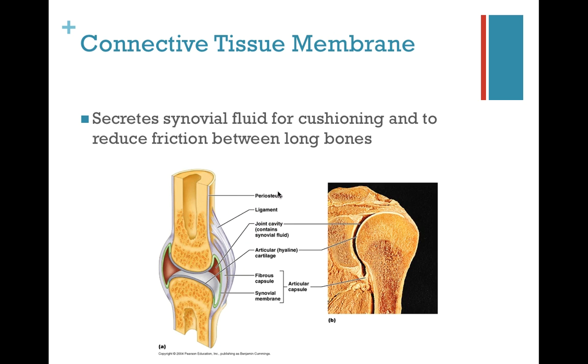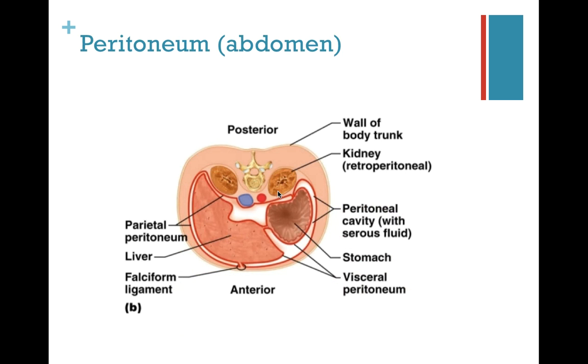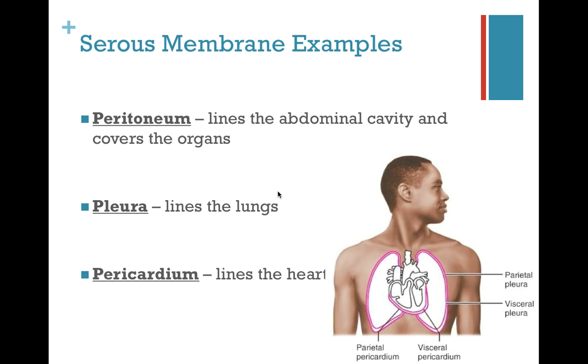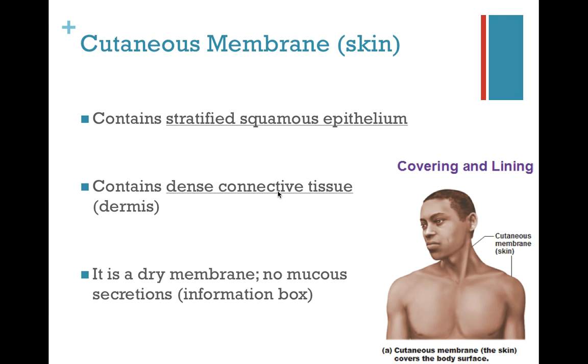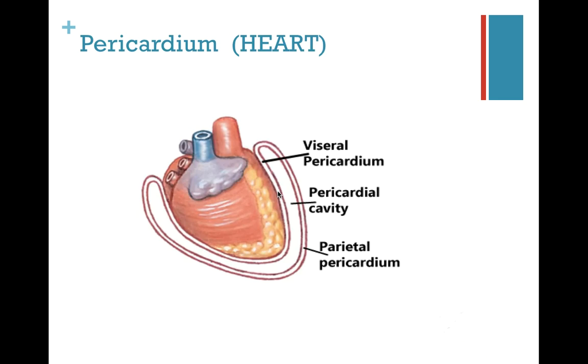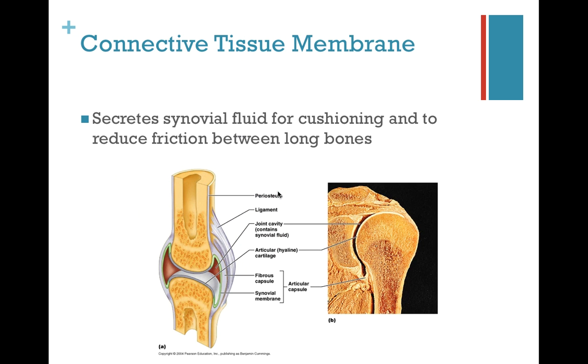So our last type of membrane is going to be our connective tissue membrane. So we talked about our epithelial membrane. The examples were the serous membranes, the mucous membranes, and the cutaneous membrane. Those were epithelial membranes. So now we're moving on to the connective tissue membranes. There's only one type of this one. Okay, so this one's kind of easy to remember. It only has connective tissue.